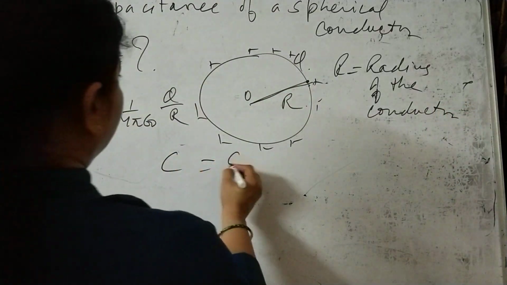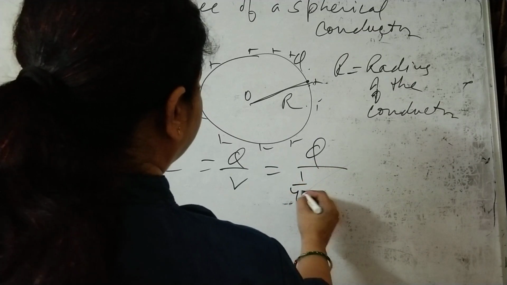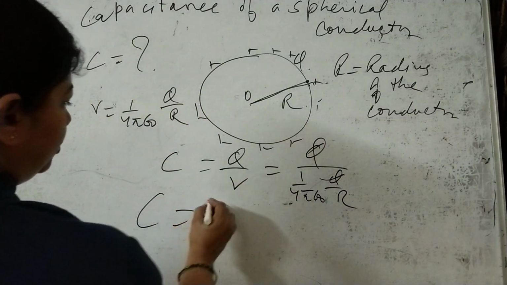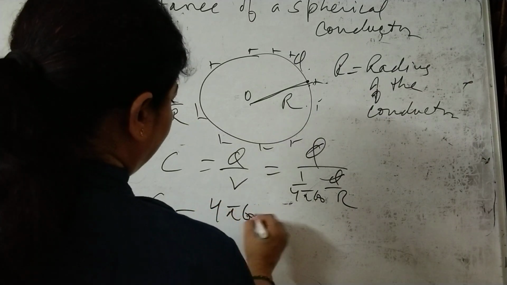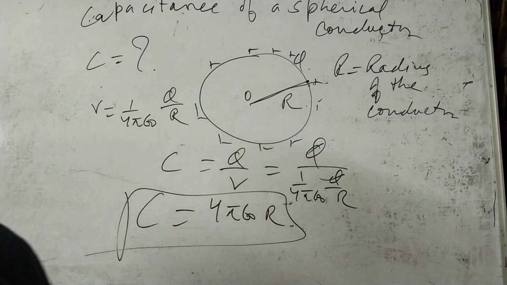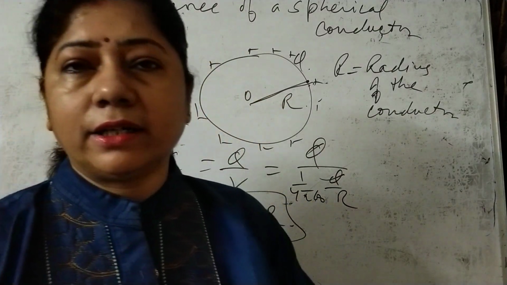Now C equals Q by V. So Q divided by 1 by 4 pi epsilon 0, Q by R. Q gets cancelled, so C equals 4 pi epsilon 0 R. That is the basic formula for the capacitance of a spherical conductor. So that is how we calculate it.